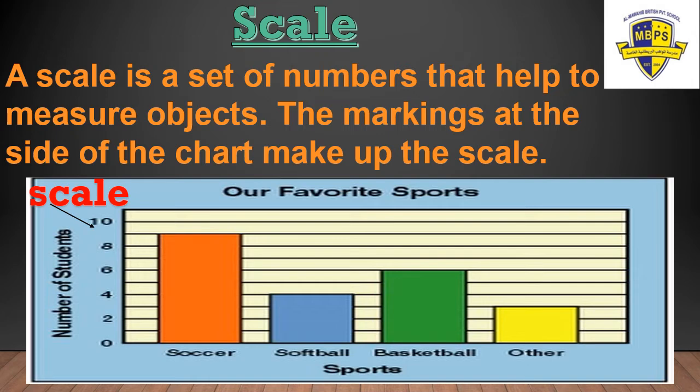What about other sports? How many children like to play other sports? Keep your finger on the yellow bar and see. Now the yellow bar is between number 2 and number 4. So which number is between 2 and 4? Very good. It's number 3. So 3 children like to play other sports.